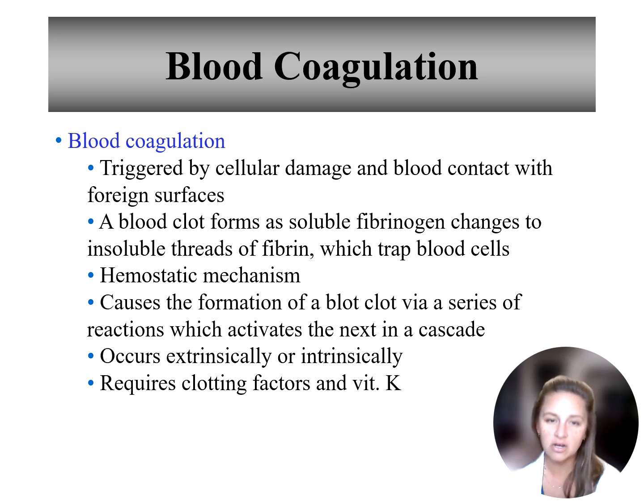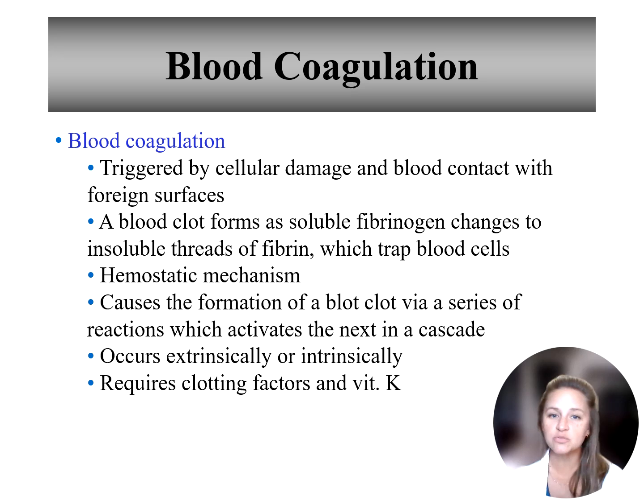And then there's blood coagulation. There's two types of blood coagulation that we're going to look at in more detail, extrinsic and intrinsic. This is triggered by cellular damage. This is called extrinsic, the one that's triggered by cellular damage, and this is called intrinsic, blood contact with a foreign surface. So cellular damage is extrinsic, blood contact with a foreign surface is intrinsic.